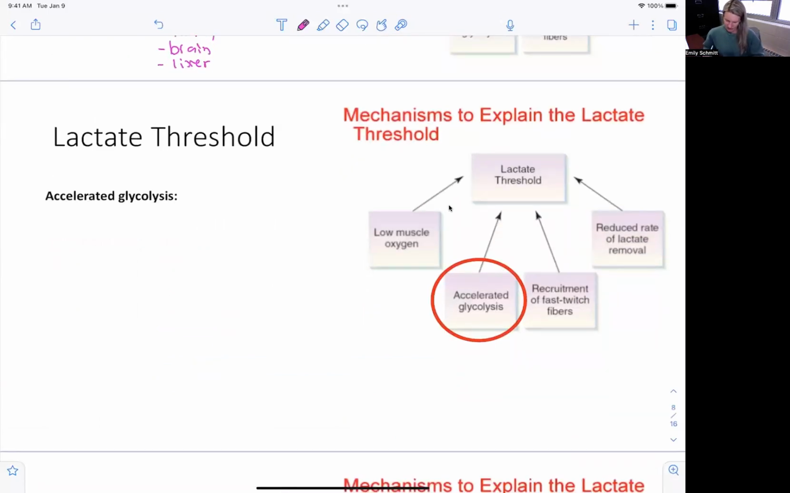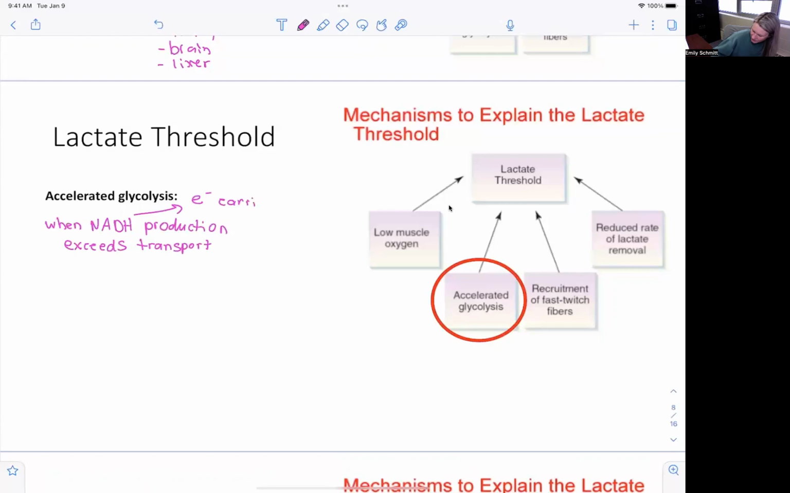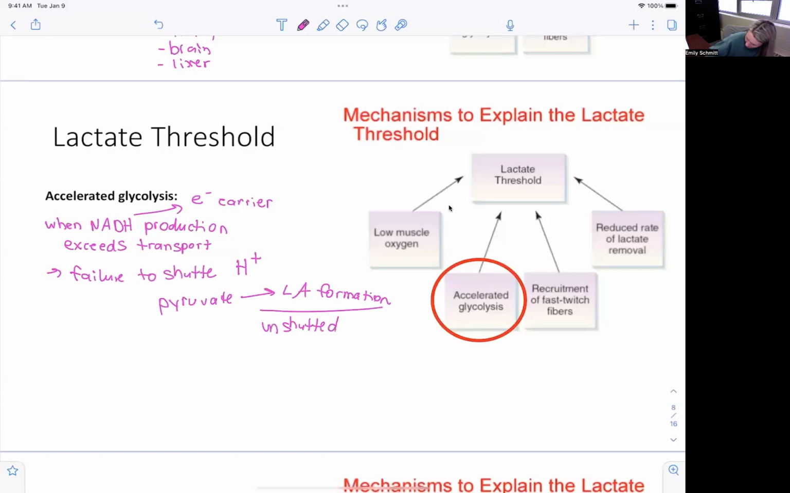Another mechanism to explain the lactate threshold is accelerated glycolysis. So when NADH production exceeds transport, and what are they transporting? Electrons. So we know that NADH is our electron carrier. So when NADH production exceeds transport, we have failure to shuttle hydrogen ions. So this pyruvate to lactic acid formation is because of these unshuttled hydrogen ions, which could lead to this accelerated glycolysis.